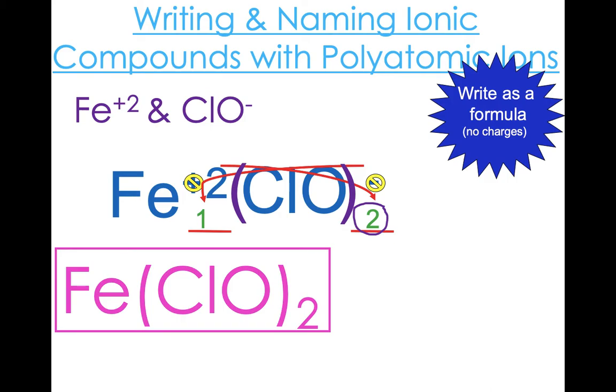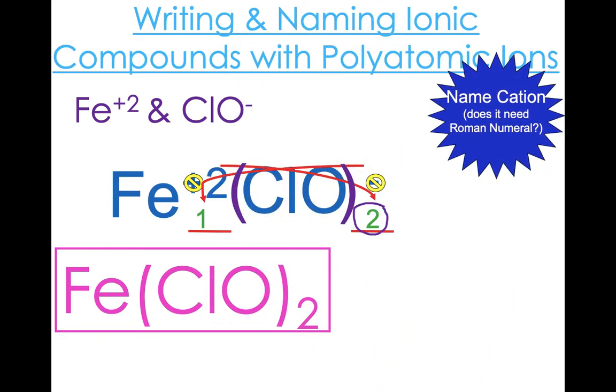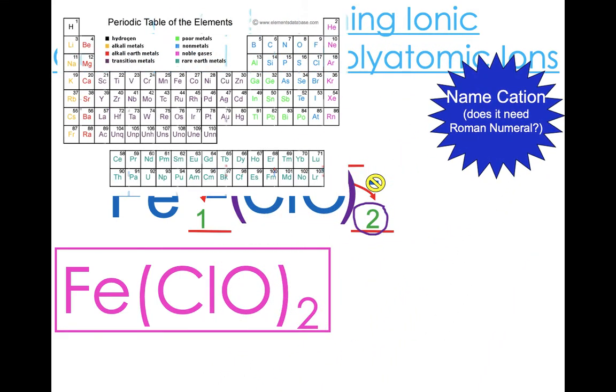Now we need to name it. Always starting with your cation and asking the question, does it deserve a Roman numeral? By now you should know where iron is located and that it is in the area where we need a Roman numeral. So it will get a Roman numeral. The original charge on the iron was a +2, so it gets a Roman numeral 2.